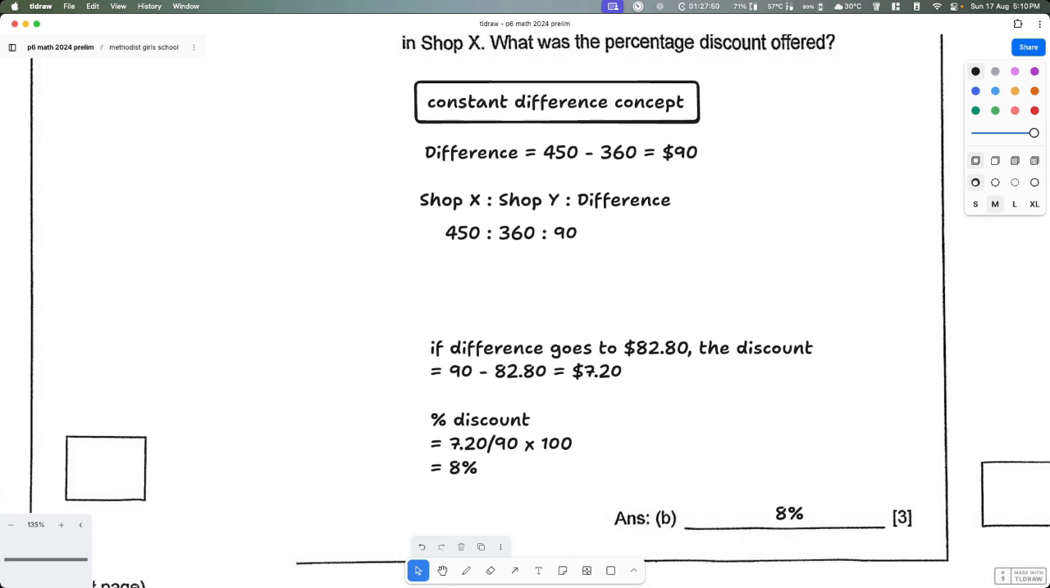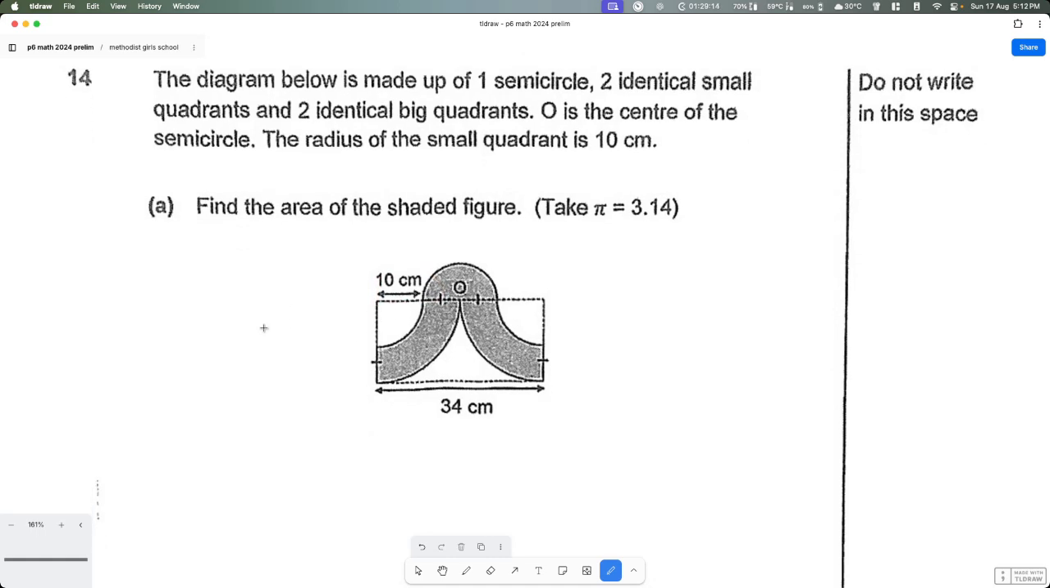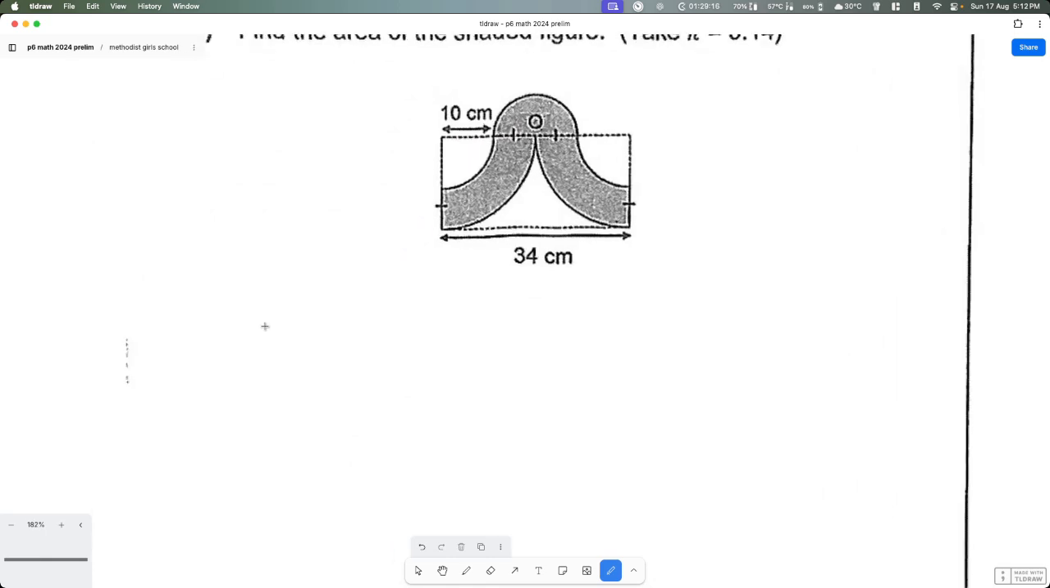All right, question 14. The diagram below is made out of one semicircle and two identical quadrants. That's what you see over here. And two identical big quadrants, this big one. O is the center of the semicircle. The radius of the small quadrant is 10 centimeters. Find the area of the shaded figure.